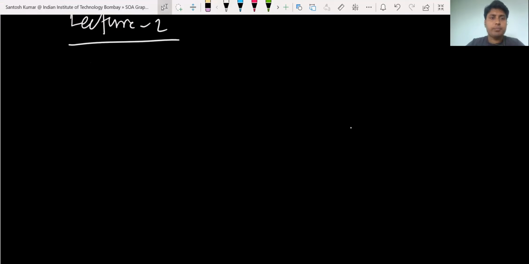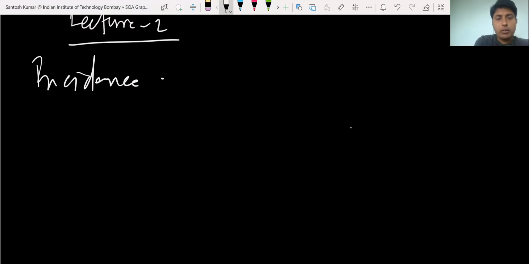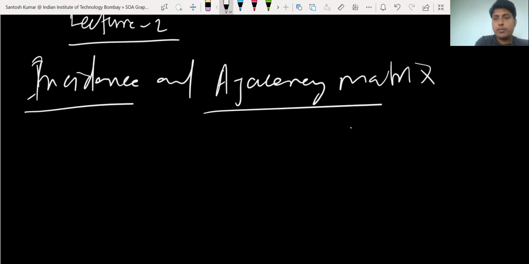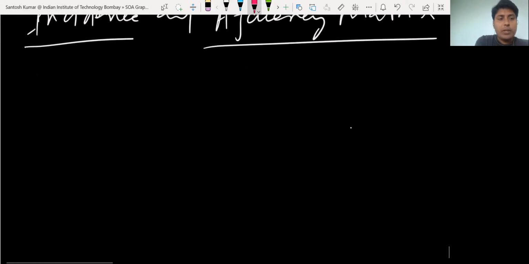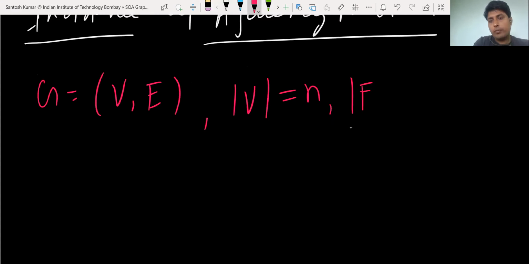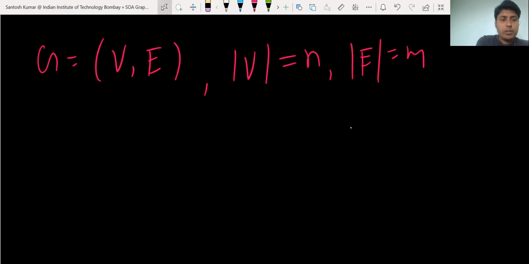So let's start with the incidence and adjacency matrix. Suppose we have a graph. G is a graph, which is a collection of vertices and edges, and the number of vertices is n, and the number of edges in the graph is m. So first let's define the incidence matrix.